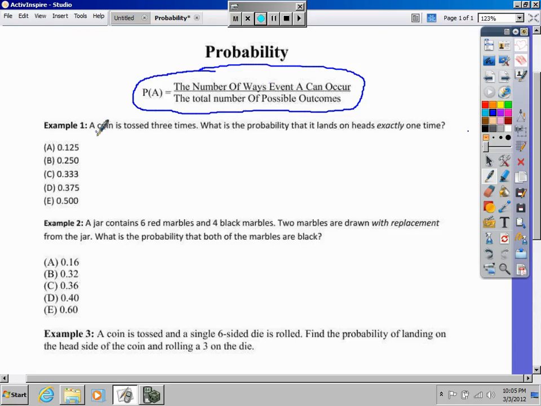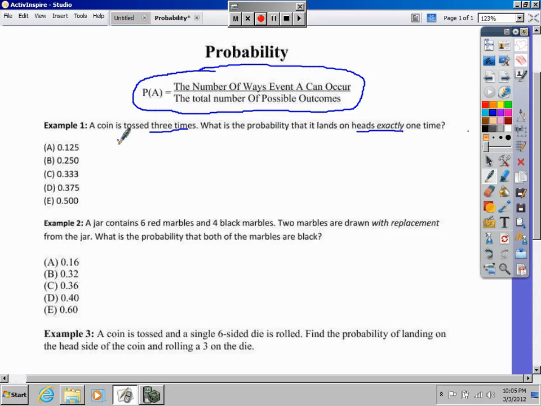So for example, a coin is tossed 3 times. What is the probability that it lands on heads exactly 1 time? There's a couple of things here. First of all, we're tossing a coin 3 times. That's my event. We want to know how many ways that can occur, and we have to divide it by the total number of outcomes.